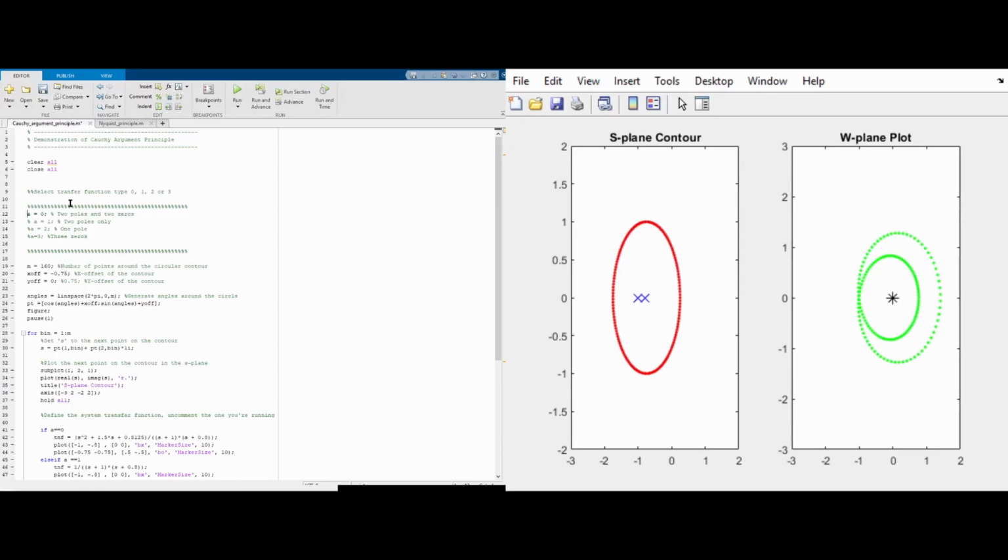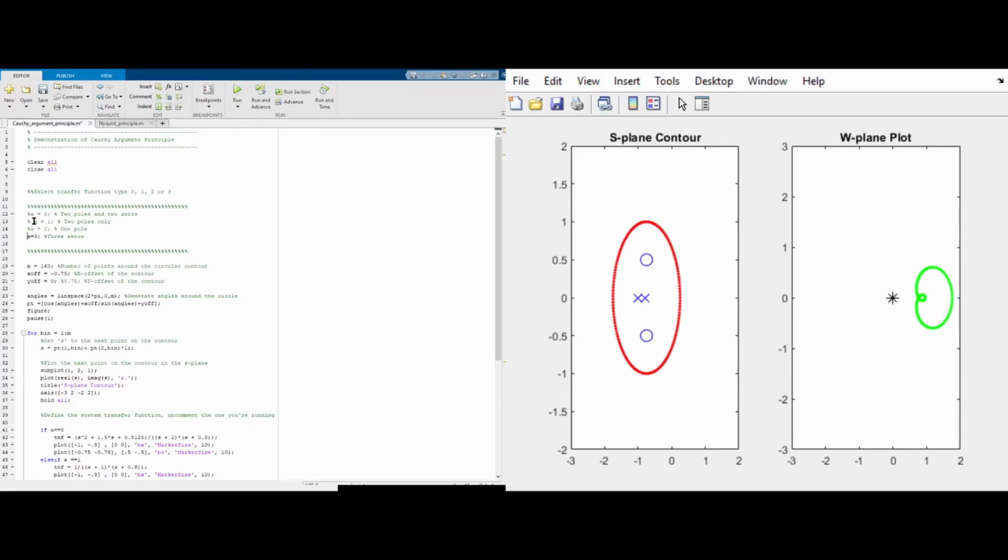Now let's do the same with two poles and two zeros inside of the red contour. What should happen? Each pole adds negative 360 degrees, but each zero adds 360 degrees. The total angle change is 0. This means that the green contour in the W plane cannot encircle the origin. If you run the code, we see that an encirclement of all zeros and poles in the S plane results in a green contour in the W plane that does not encircle the origin.